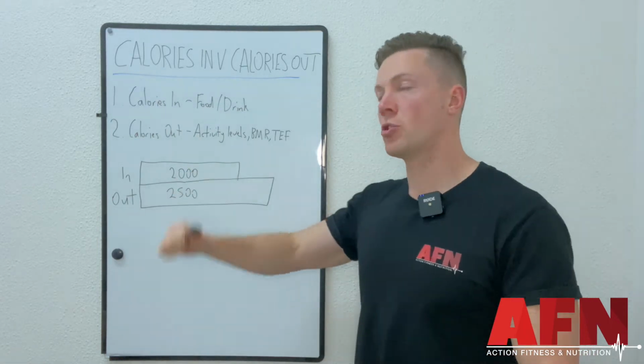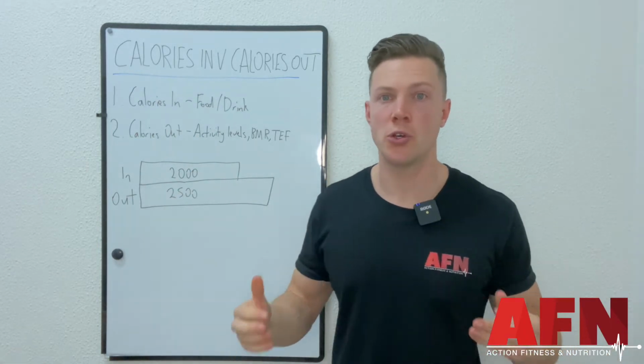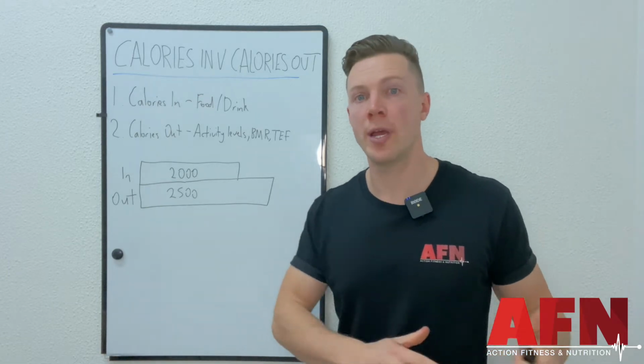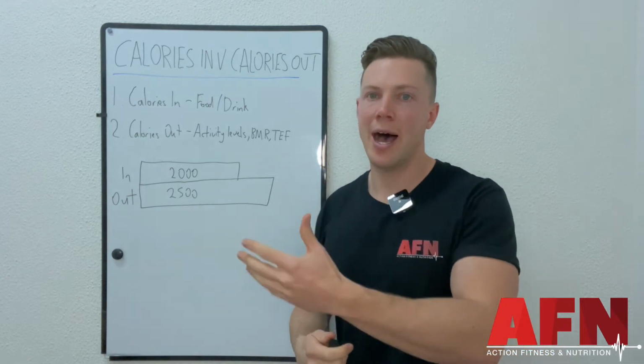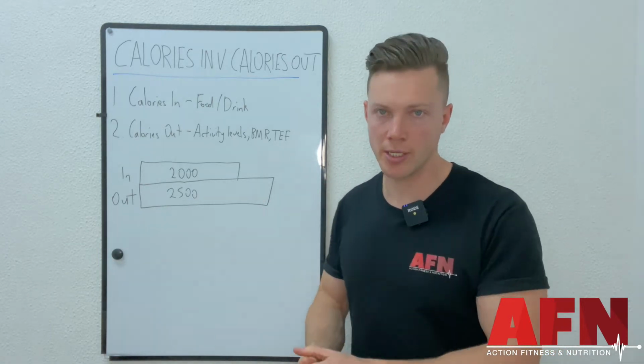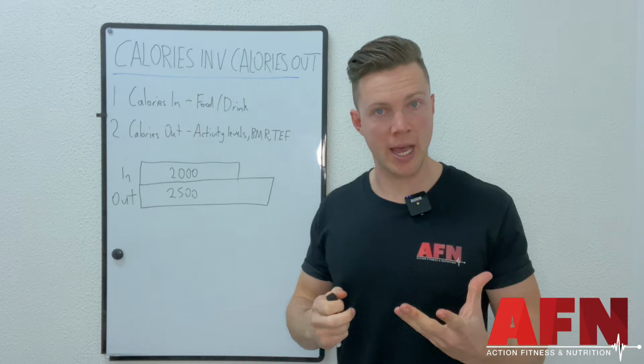So first thing we're gonna talk about is calories in. Obviously they are the calories you consume, through all the food you eat and the liquids you consume as well. Alcohol and drinks still have some calories in them, especially fruit juices and things like that. So we've got to account for all those calories.